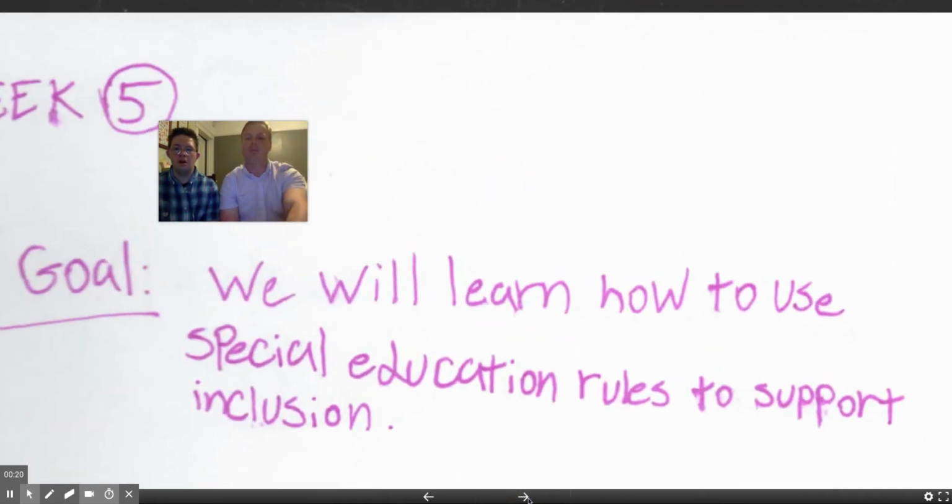The goal is we will learn how to use special education to support inclusion. All right. So, we're talking all about special education and the rules of special education so that we can have inclusion happen, right? Yeah. And UDL is a big part of that. But there's also other parts to doing that really well.